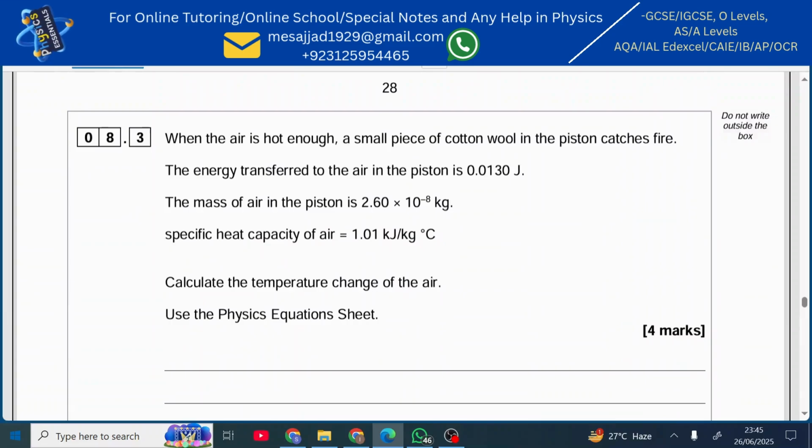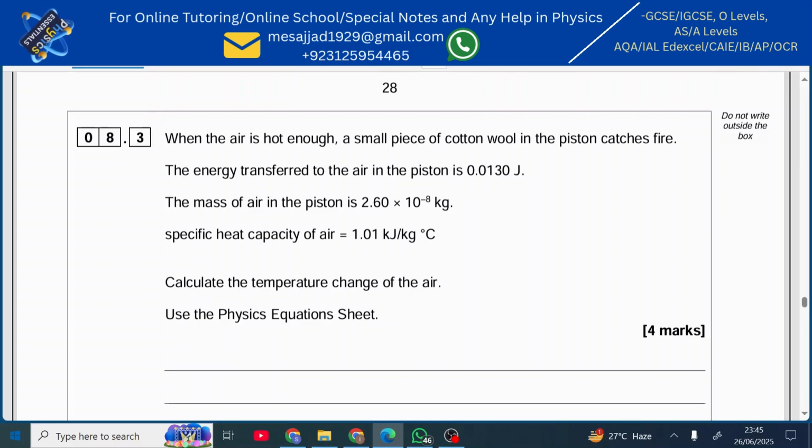When the air is hot enough, a small piece of cotton wool in the piston catches fire. The energy transferred to the air in the piston is 0.0130 joules. The mass of the air in the piston is 2.6 times 10 to the power minus 8 kg. The specific heat capacity of air is this. Calculate the temperature change of the air. Use the physics equation sheet.